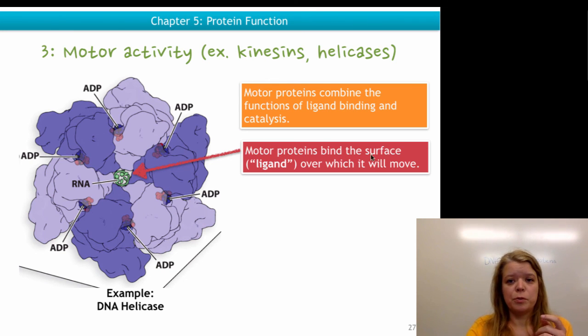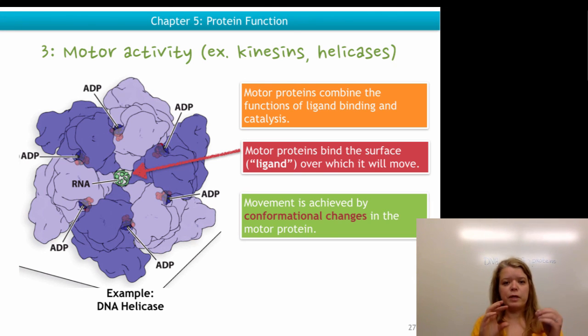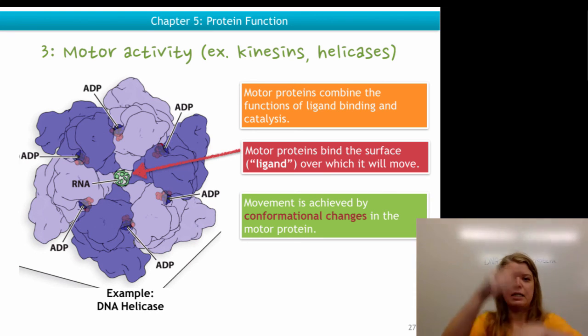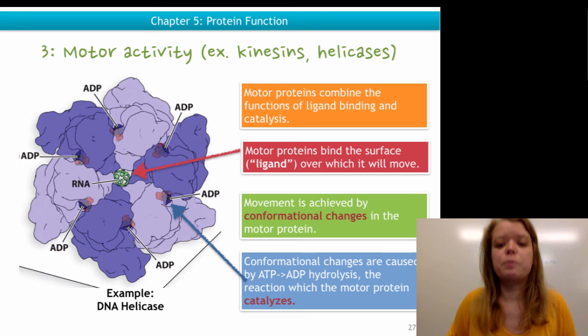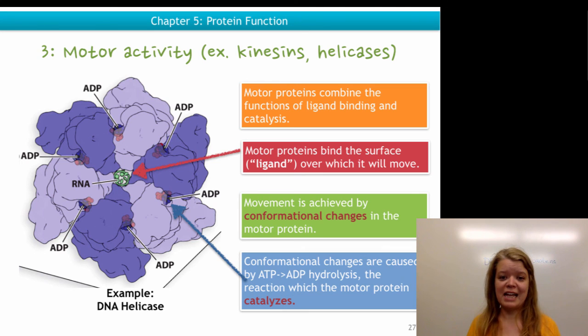So again, the motor proteins will bind a certain surface, a ligand, over which they will move. Movement will be achieved by a conformational change in the subunits of this helicase, or the conversion from an alpha helix to an unstructured sheet in a kinesin, allowing for the step of the kinesin to happen. And the conformational change is powered by the conversion of ATP to ADP, so ATP hydrolysis. So looking from that perspective, a motor protein is functioning as an enzyme because it catalyzes the conversion of ATP to ADP.